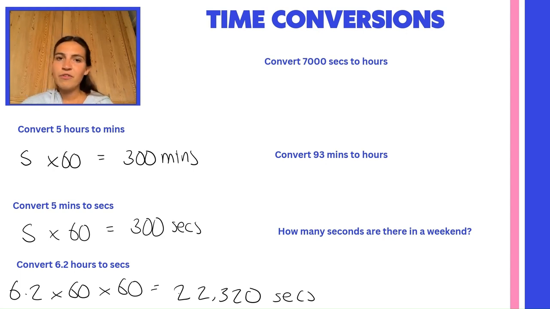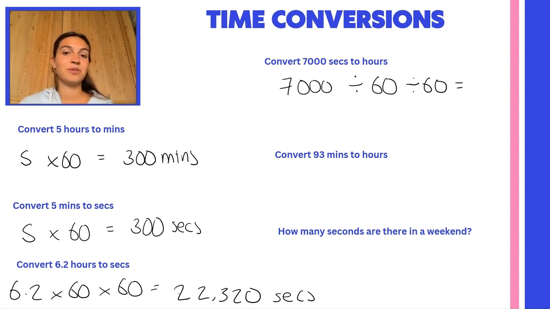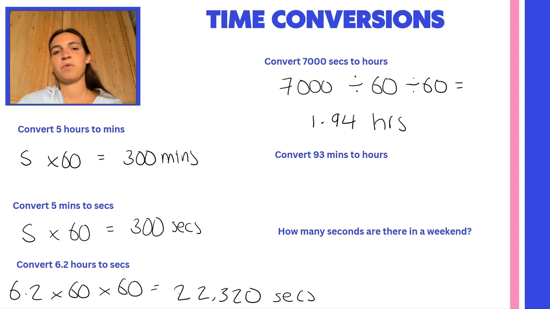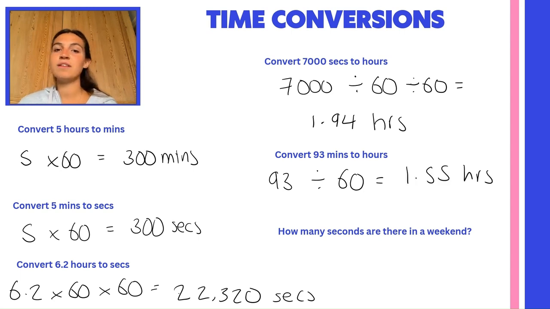Okay, now how to go kind of the other way round, so converting 7,000 seconds to hours. This time, instead of multiplying by 60 and 60, I need to do the reverse. So divide by 60 to get to minutes, and divide by 60 again to get to hours, and that gives me 1.94 hours. Convert 93 minutes to hours. Well, to go from minutes into hours, I just need to divide by 60 once, and that gives me 1.55 hours.